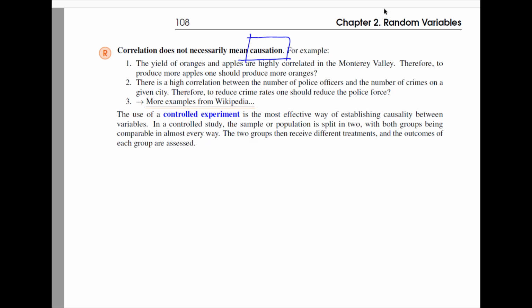The solution to this problem is way out of the scope of this course, but it's called controlled experiments. If you really want to know if there's causation in a given problem, you would have to do controlled experiments. You have two identical populations, and typically it's a drug: you want to see if a drug causes people to get better. One group you give the drug, the other you don't, and only then are you able to establish causation.